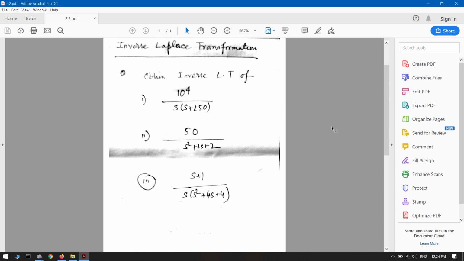So A will be equal to how much? 50 by s plus 1 minus j, where s is minus 1 minus j. You put that. So that will be 50 by minus 2j, which is equal to 25j. And b equals minus 25j.